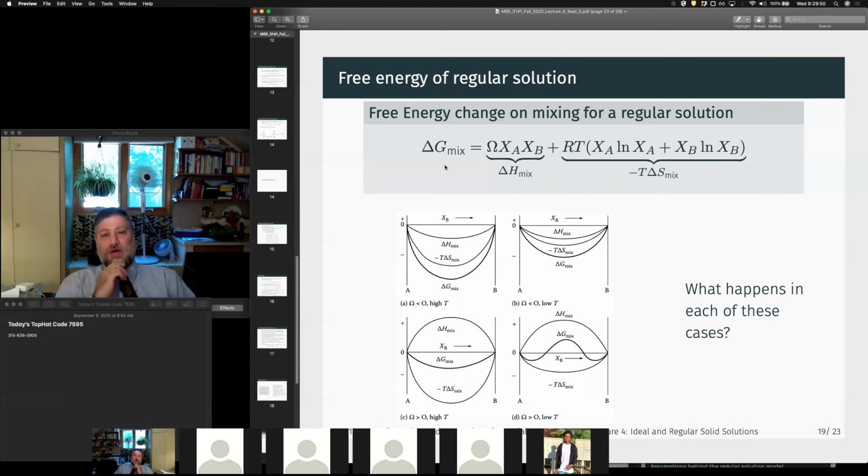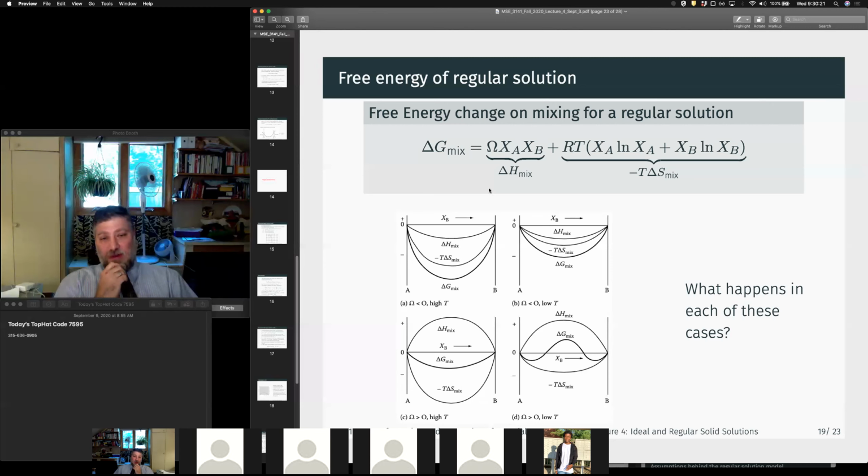Okay, so we have a couple cases that we need to think about for the regular solution, right? We have the delta H of mixing. We have our entropy term, right? Our entropy term always wants to encourage things to mix together, right? So we could have an enthalpy term that encourages mixing, in which case we have a negative.